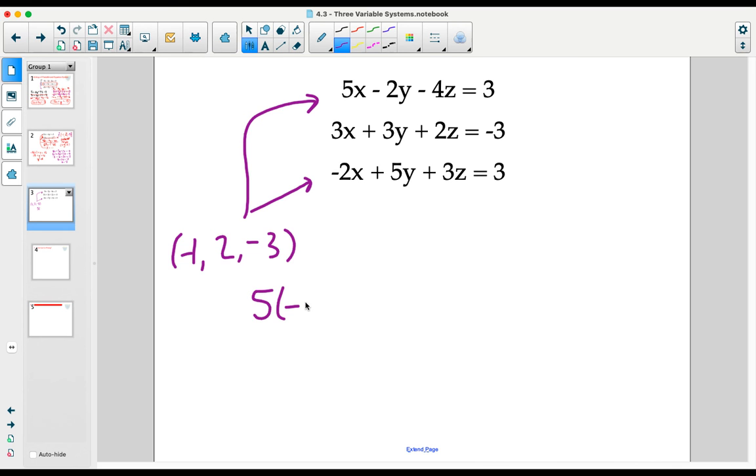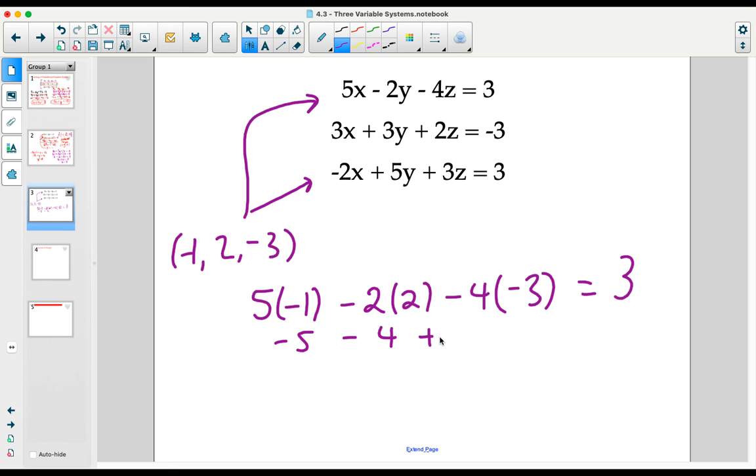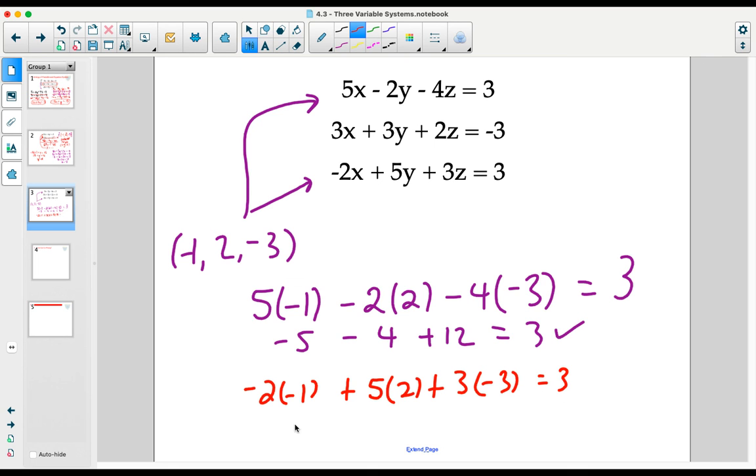So 5 times negative 1 minus 2 times 2 minus 4 times negative 3. And the hope is that that equals 3. Well, this is negative 5. That's negative 4. That's plus 12. And it does equal 3. And then you can check the last one. Negative 2 times negative 1 plus 5 times 2 plus 3 times negative 3. 2 plus 10 plus negative 9. Does that equal 3? And it certainly does.